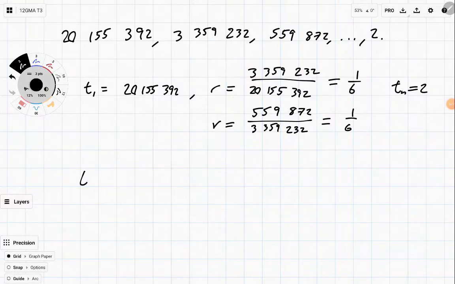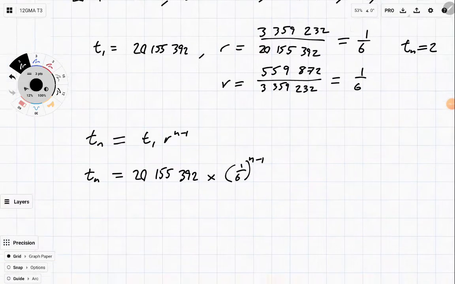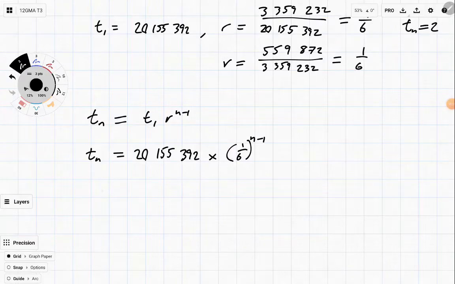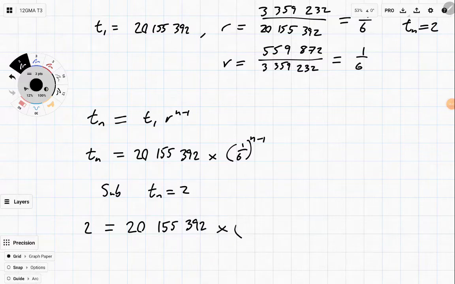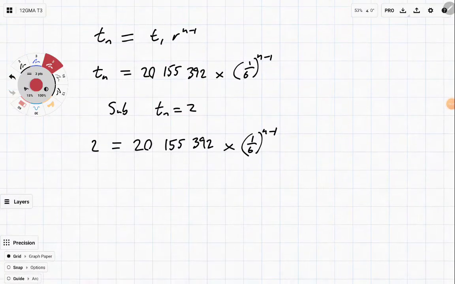So Tn is equal to T1 r to the n minus 1. Tn is equal to 20,155,392 times the common ratio of a sixth to the power of n minus 1. And we're going to be solving for it. So let's sub in Tn is equal to 2. We get 2 on the left-hand side equals 20,155,392 times a sixth to the n minus 1. Once again, the variable is in a power. We can't solve for that. And so instead, we use the guess and check method.